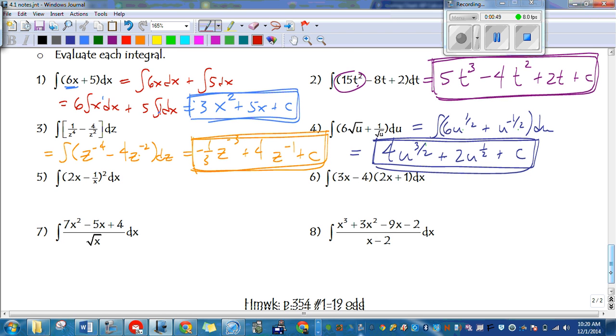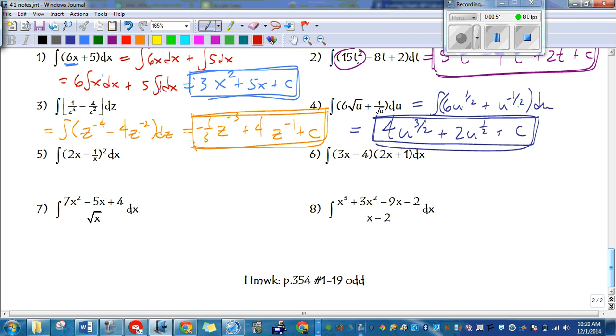For 5 and 6, we're not going to go through the whole problems for each of these, just kind of explain what you need to do. Remember, we want it to be like this, a number times a variable to an exponent. We can't have this squared here, or we can't have two of them being multiplied. So here, what we're going to do is distribute. Same thing with this one. We can write this as 2x minus 1 over x times 2x minus 1 over x.